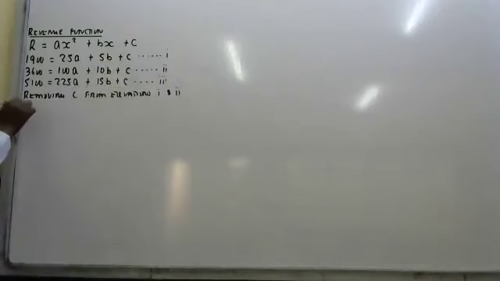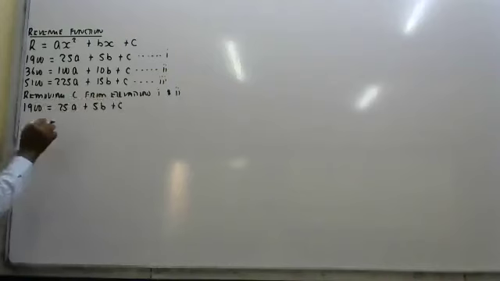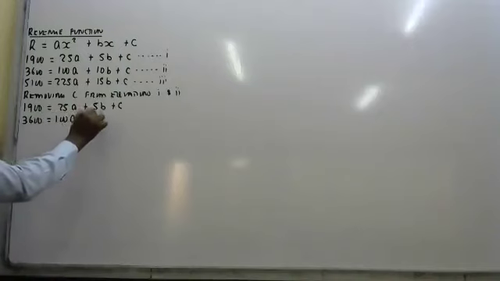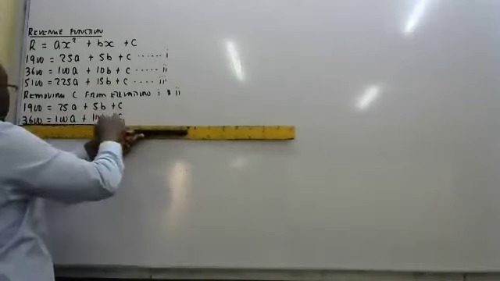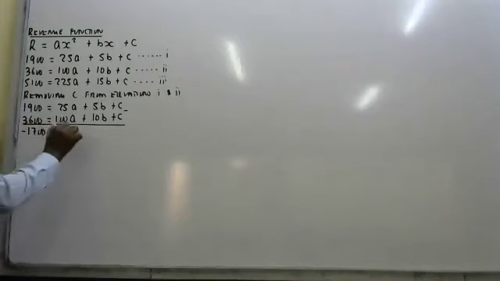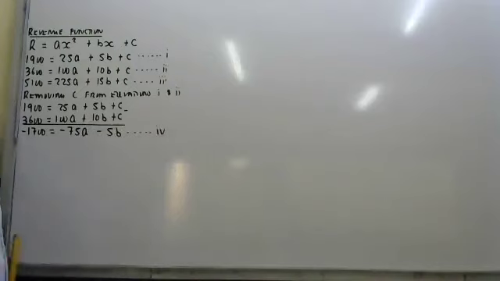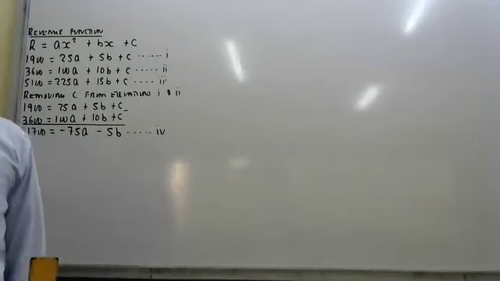So I will have 1900 being equal to 25A plus 5B plus C, and then 600 being equal to 100A plus 10B plus C. You subtract these ones. So tell me, 1900 minus 600 is what? 1700. 25 minus 100 is what? Minus 75A. 5 minus 10 is negative 5B. And this one you call equation number 4.